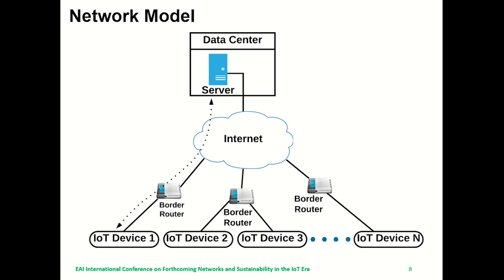This is the network model in IoT. We have different IoT devices. They are connected to a data center or server through the internet, and devices are connected to the internet through border routers. So these devices have to establish a secure connection with their data center or server. For this purpose, this is our network model.